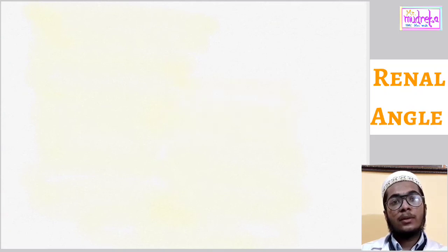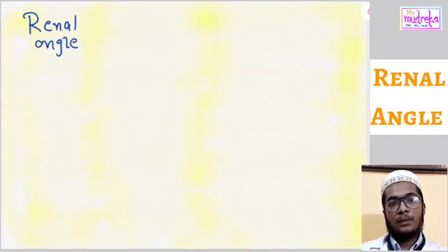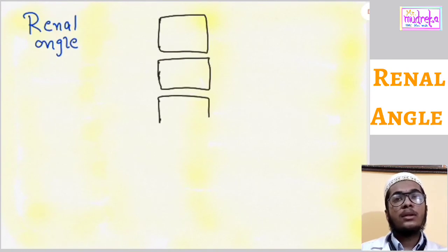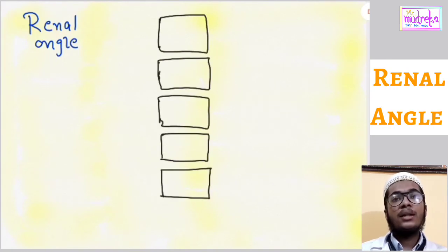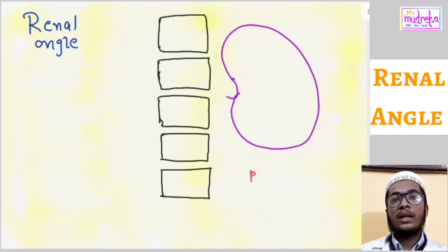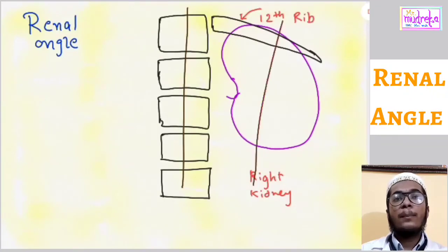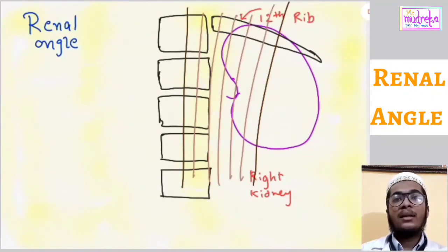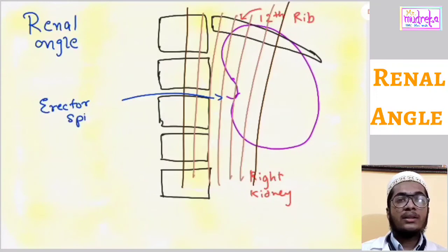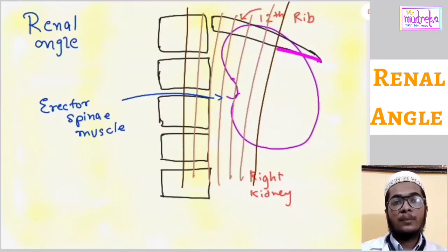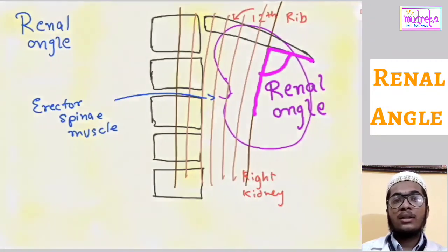Let's also see a term which is used for the kidney, that is renal angle. This is an angle between the lower border of the 12th rib and the lateral border of erector spinae muscle. This angle will become more prominent following kidney enlargement and the formation of perinephric abscess, and it is the site of tenderness in case of perinephric abscess. Renal pain is usually felt in this angle as a dull ache.